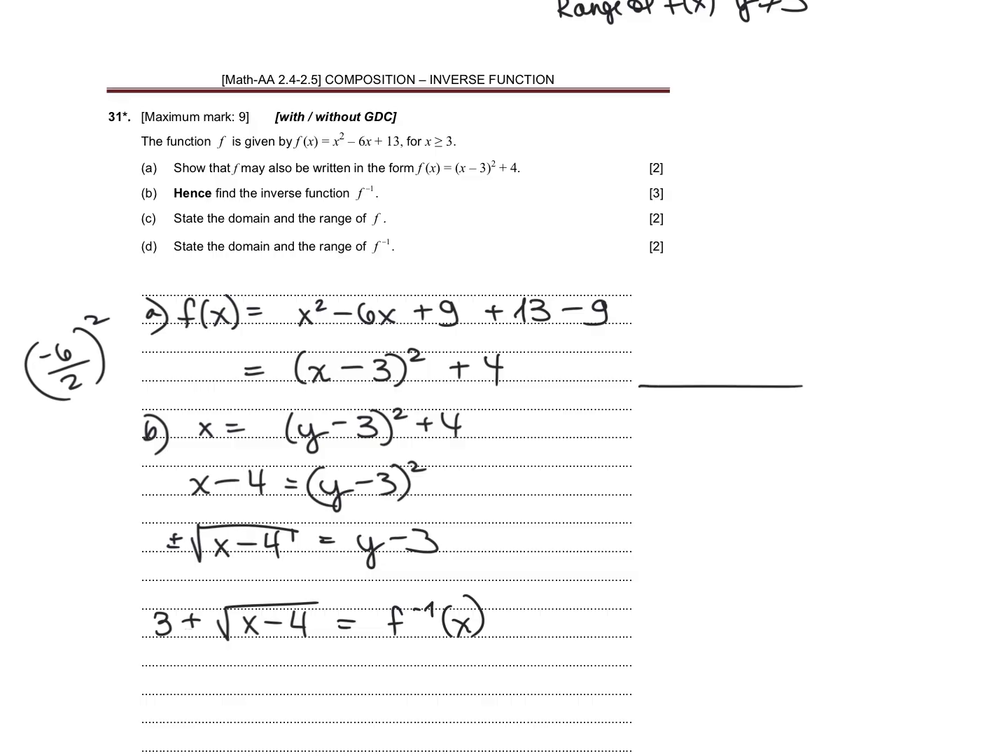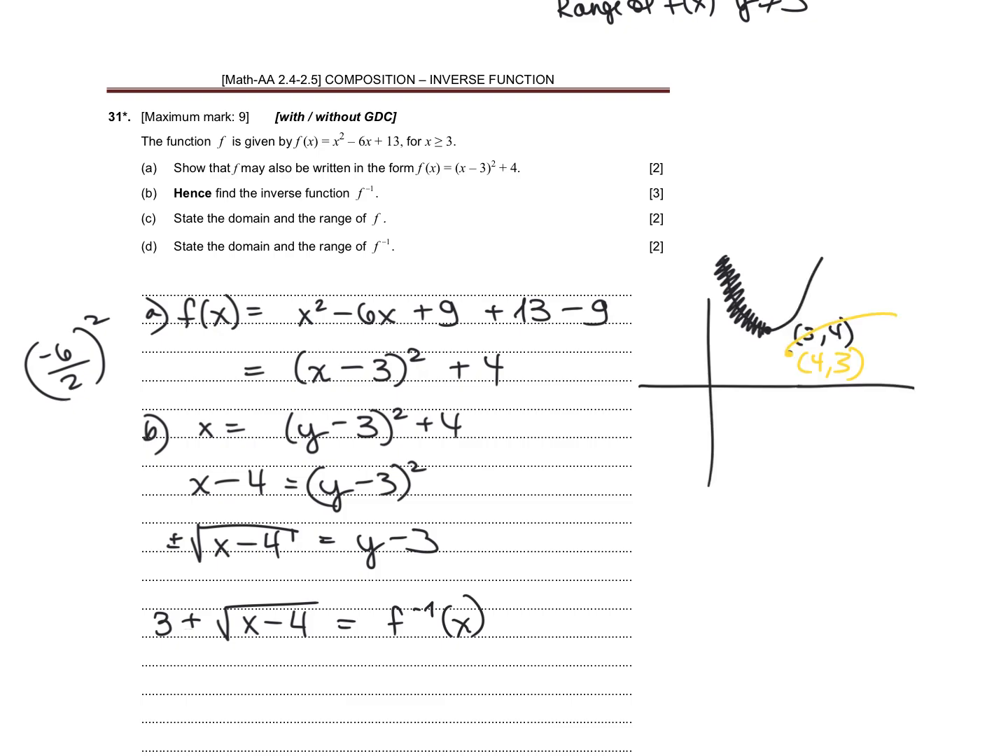Because if we graph this thing, this is a vertex at (3, 4). And it opens up, right? Because positive x squared. But it's only good for x greater than or equal to 3. So this doesn't count, okay? So if we flip this over our y equals x line, we're going to have (4, 3) for our inverse function. That works. And it's going to be like that, okay?